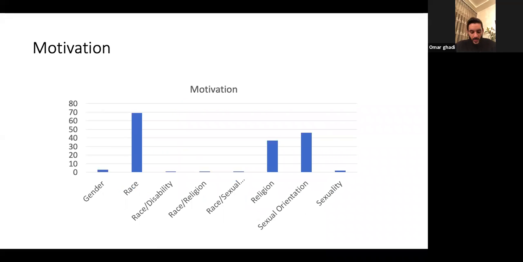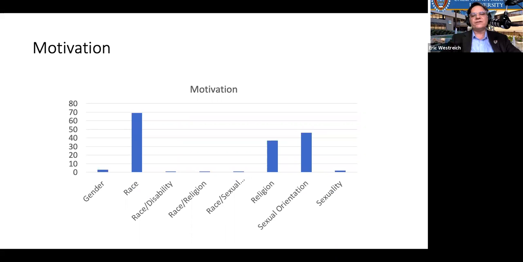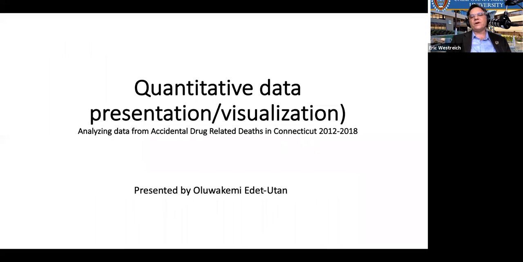We also looked at motivation, and primarily race was a far more common reason for people to get into any of these kinds of altercations, followed by sexual orientation and then religion. Okay, next we also looked at some drug-related data that Oluwakemi is going to talk about.